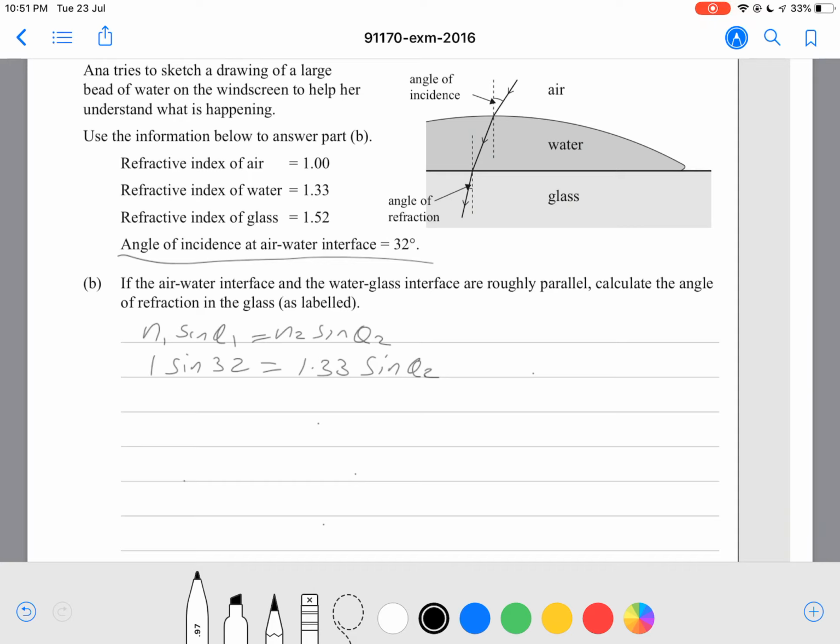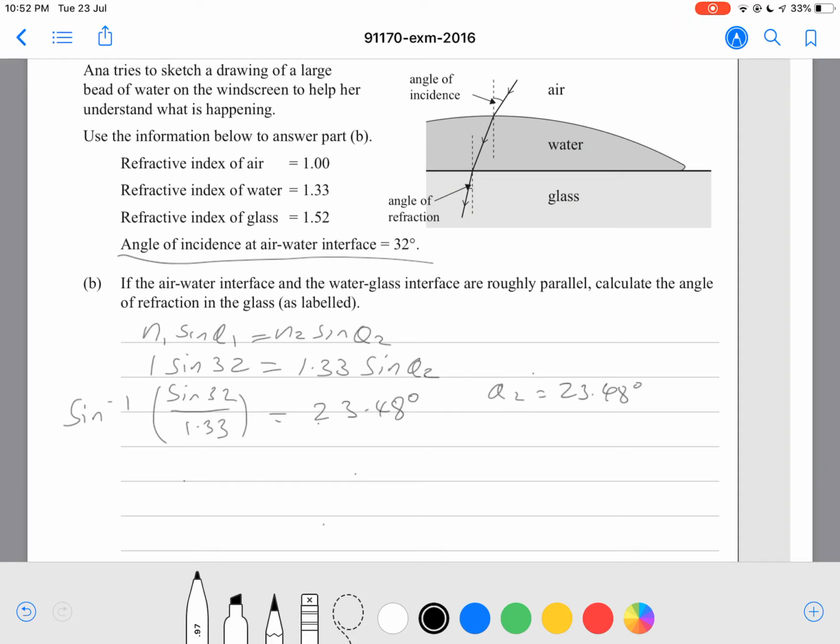So we pull out a calculator here. We've simplified this: 1 times anything is still that. So sine 32 divided by 1.33, and then we take the inverse sine of this, which will give us our answer. Make sure your calculator is on degrees, very important, or else you'll probably get a negative answer. No one likes that. We should be getting our answer as 23.48 degrees. So we find that our theta 2 equals 23.48 degrees.